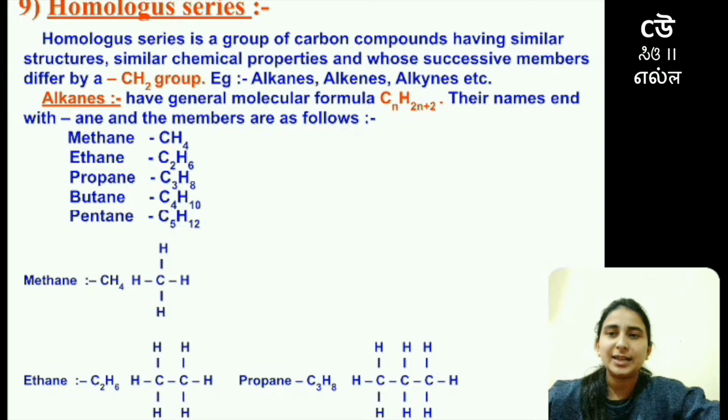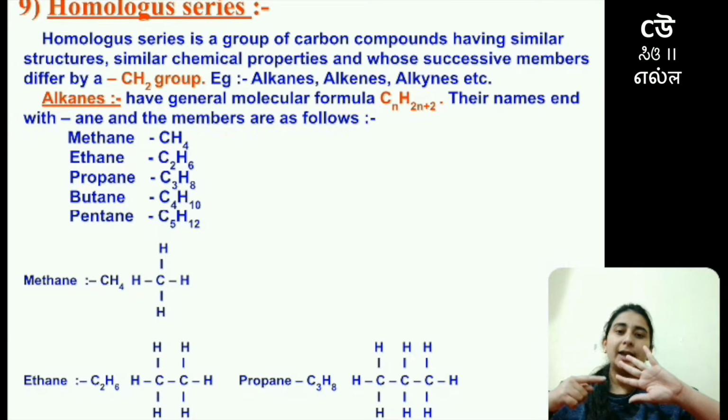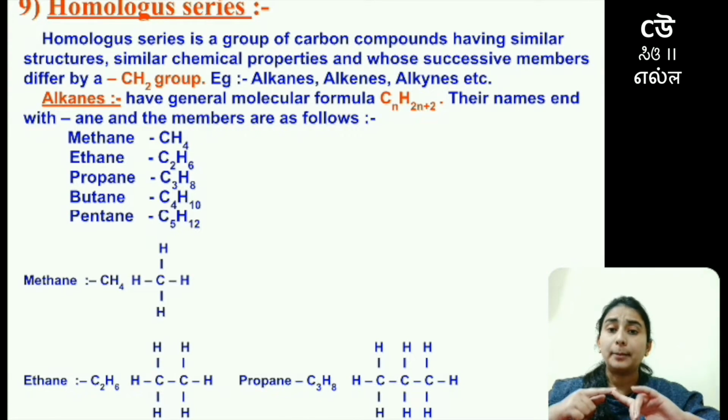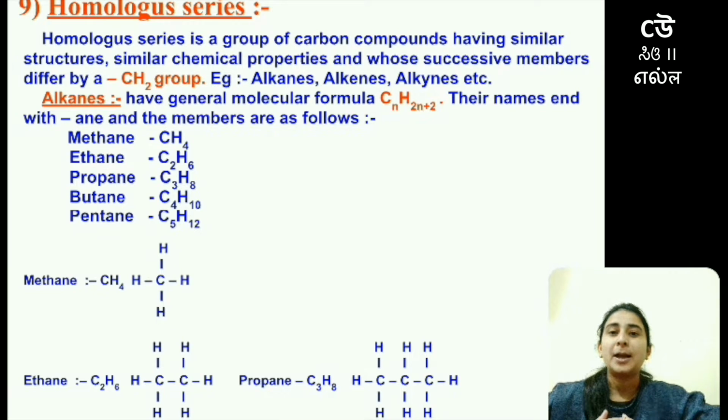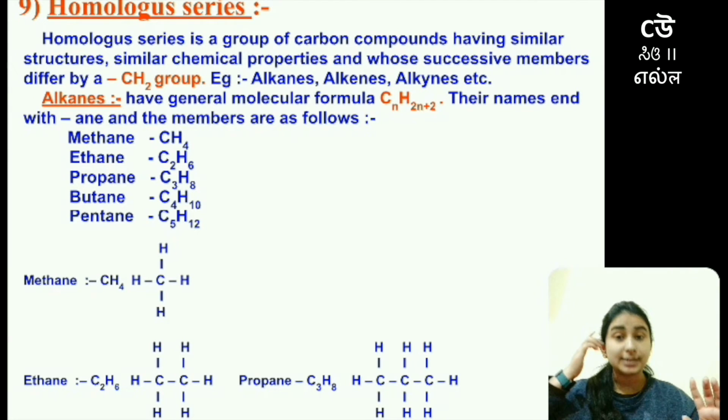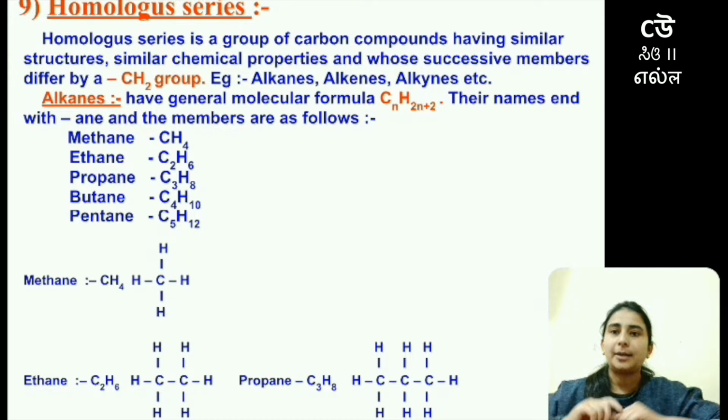So definition wise we say that a homologous series is a group of carbon compounds having similar structure, similar chemical properties, and whose successive members differ by a CH2 group. यानी कि अगर हमारे पास 5 कार्बन कंपाउंड्स हैं, सो नंबर 1 जो होगा, if you compare it with number 2, there will be a difference of 1 carbon and 2 hydrogen atoms, but they are going to share similar structure as well as similar chemical properties.